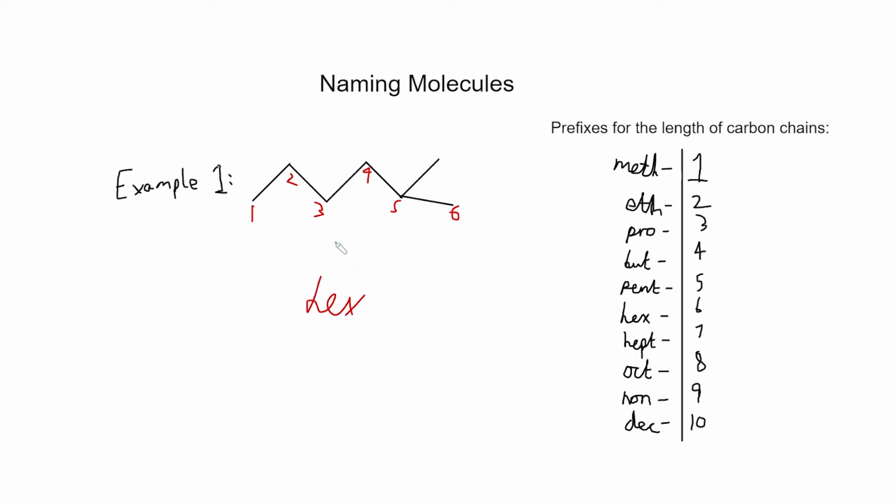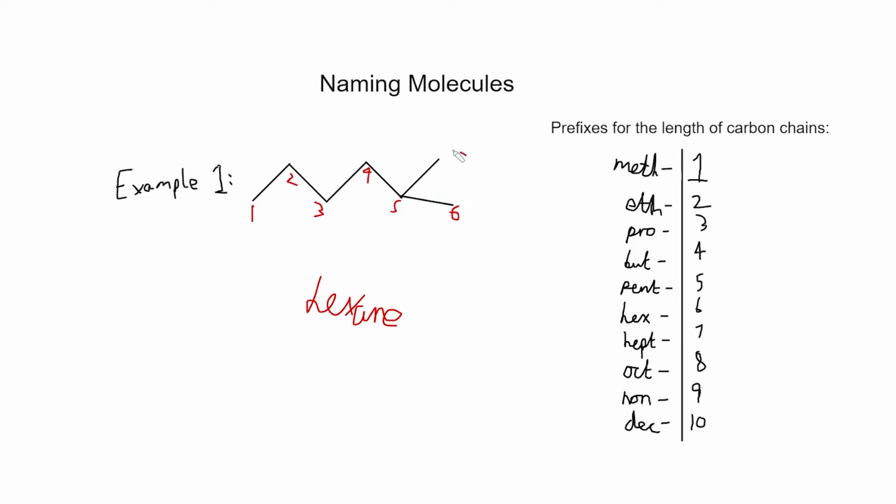Next, we look to see whether we have any functional groups besides C-C single bonds and C-H bonds. In this case, we don't have any. So we know that this molecule is an alkane. For alkanes, we add the suffix ane after what we have already written. In this case, we know that this molecule is hexane, but we are not finished yet.